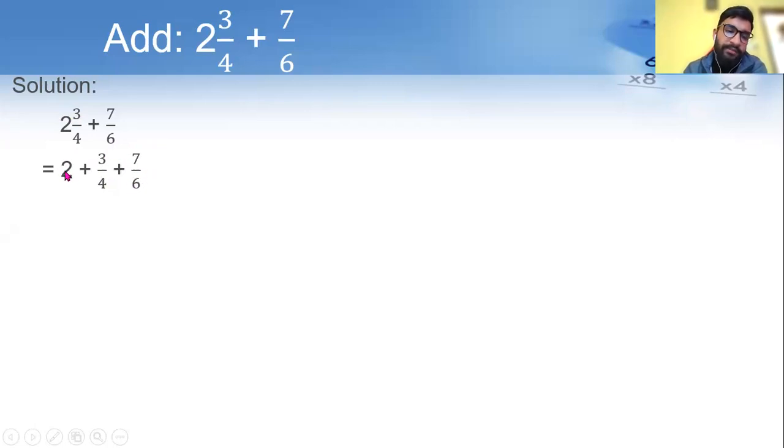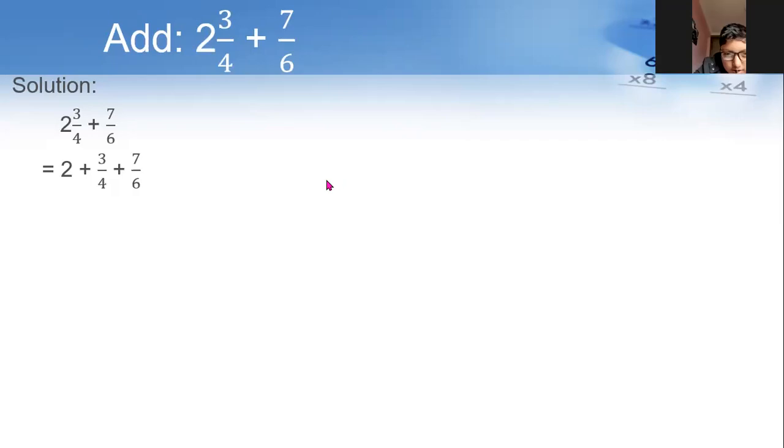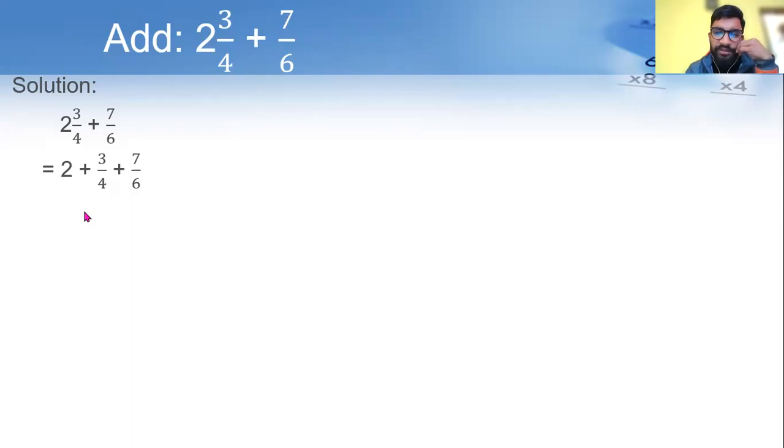Find the LCM of this 4 and 6. What is the LCM of 4 and 6? Can you tell me? Find it, please. What is the LCM of 4 and 6? 12. Okay, good. 24 is also a common multiple, but that is not the least one. So that is not the LCM.